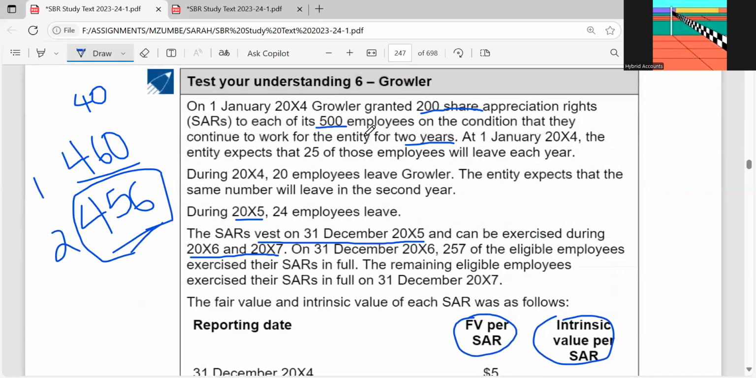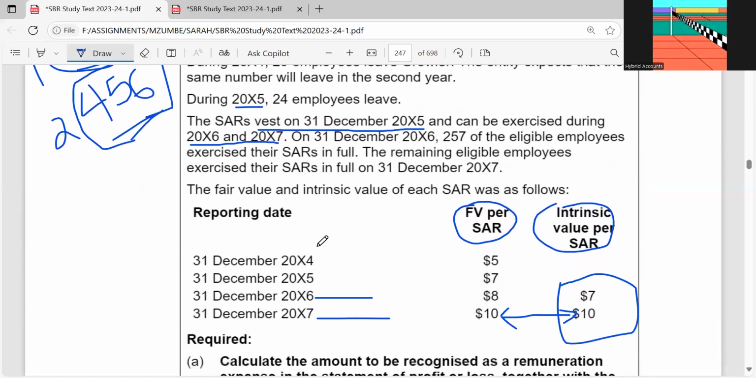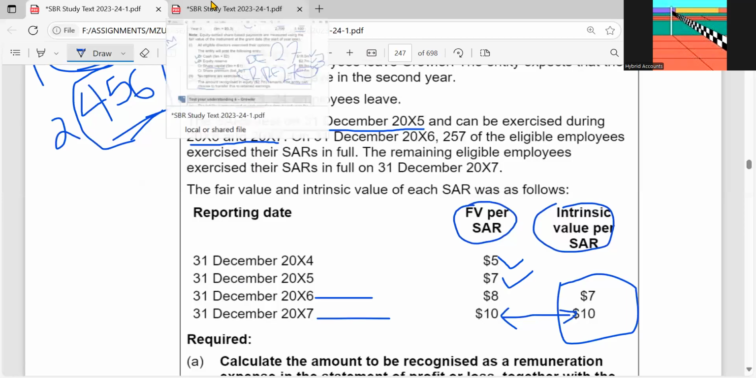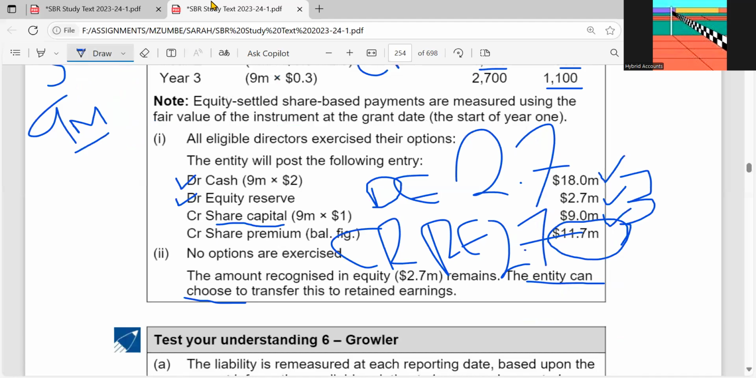So you just do the same thing, right? You just take your number of employees, which is 460, times the share appreciation rights per employee, which is 200, and then you multiply by the fair value of the share appreciation rights at the end of each year, which for the first year here, 20x4, is 5, and for the second year, it's how much? It's 7, right? Just like that. Then you time apportion and everything gets done, right?